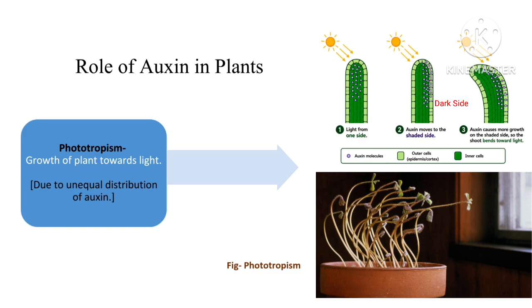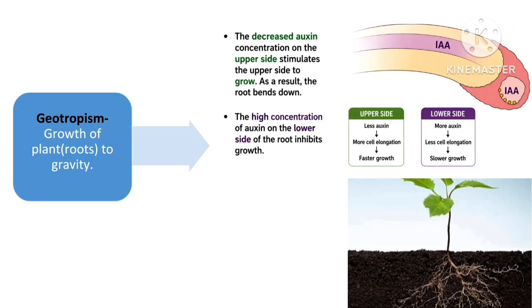One important thing, in shoot, more auxin promotes cell elongation. More cell elongation takes place in the darker side, and the darker side grows faster and bends towards the light. In this way, phototropism takes place. And next one is geotropism. In this picture, you can see that the roots are growing towards the soil, towards gravity.